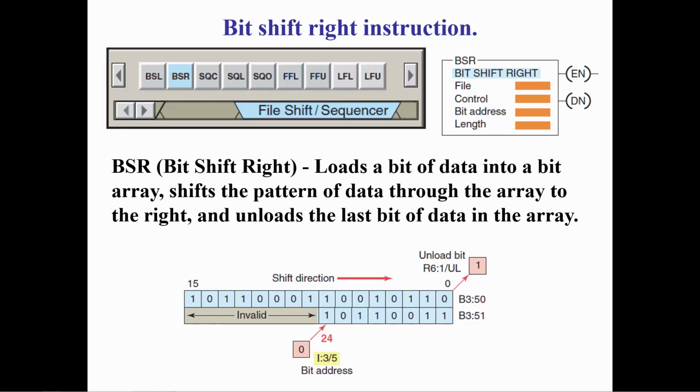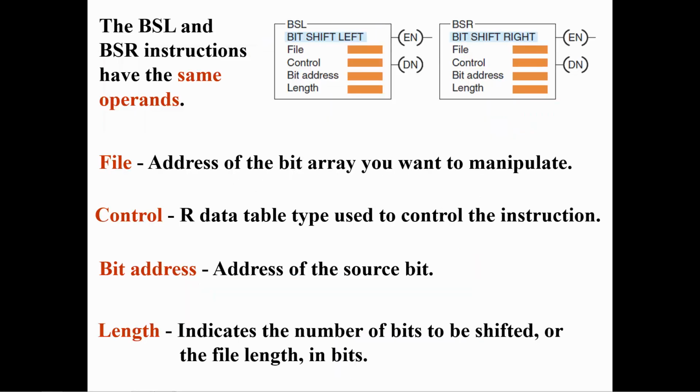The bit shift right instruction, or BSR, shifts bits in and then to the right until they are shifted out into the unload bit. The operands are the same for both the BSL and BSR instructions. File is the address of the bit shift register. Control is a unique address in the R file for status information. Bit address is the address of the source bit that is going to be shifted into the register. Length is the number of bits in the bit shift register.